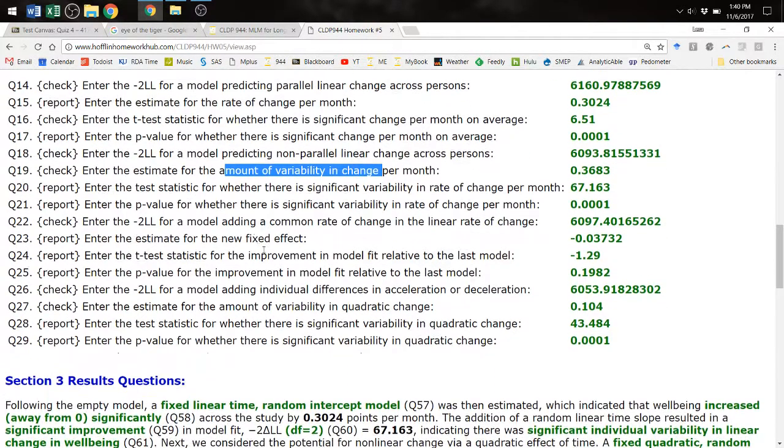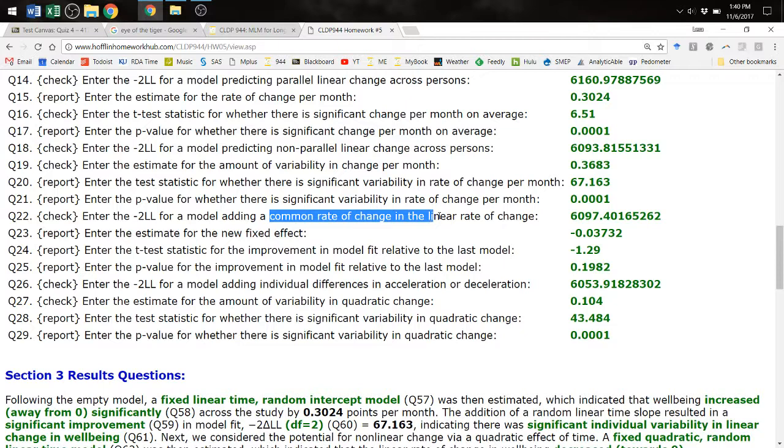Then we end up with a common rate of change in the linear rate of change. That's a mouthful and a half. What is that thing, said more simply? That's my fixed quadratic rate of time, a common rate of change in the linear rate of change. The quadratic is how the linear slope changes per unit time. Common is another word for fixed, right? Everybody gets the same.